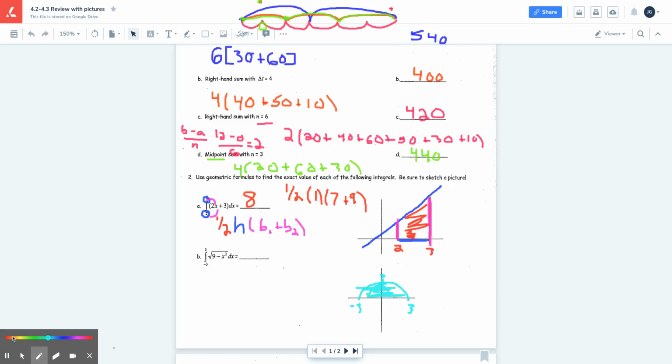In order to do that, we use the formula for a circle, which is pi r squared. And since we're doing half the circle, because it's -3 to 3, it's a semicircle we're finding, so it's pi r squared over 2. Then you just plug in the radius, which is 3. So it's pi times 3 squared over 2, which is 9 pi. That's a bad 9, sorry. 9 pi over 2 is my answer.